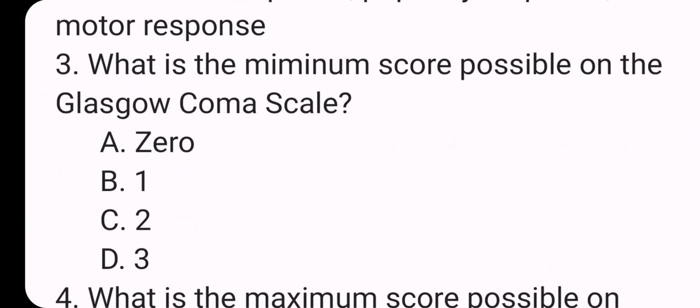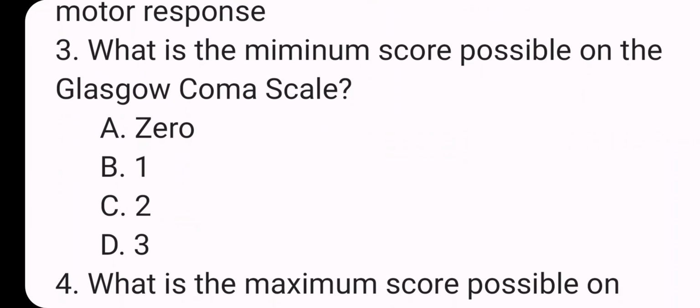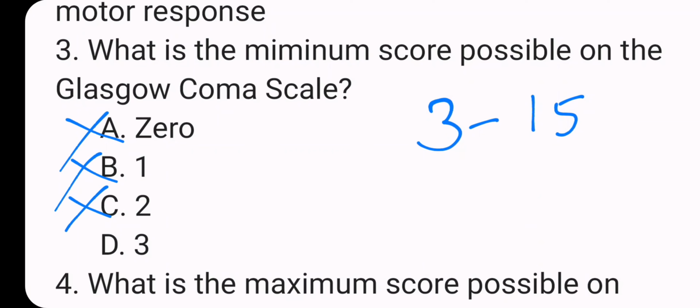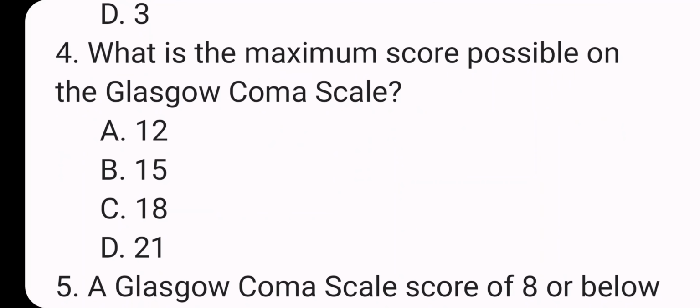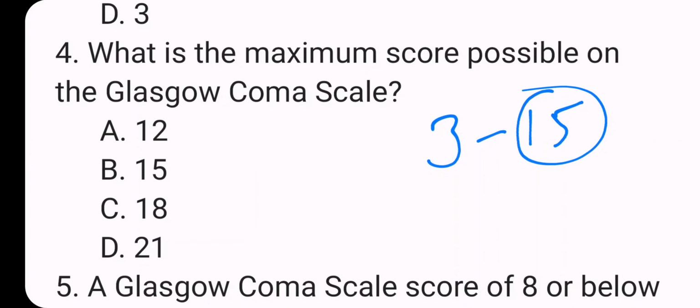Next question: what is the minimum score possible on the Glasgow Coma scale? I have told you 3 to 15. 0 rejected, 1 rejected, 2 rejected, so the right answer will be 3. Next question: what is the maximum score possible on the Glasgow Coma scale? Asking about the maximum, I have already told you 3 to 15. 15 will be the maximum, so the right answer will be B.